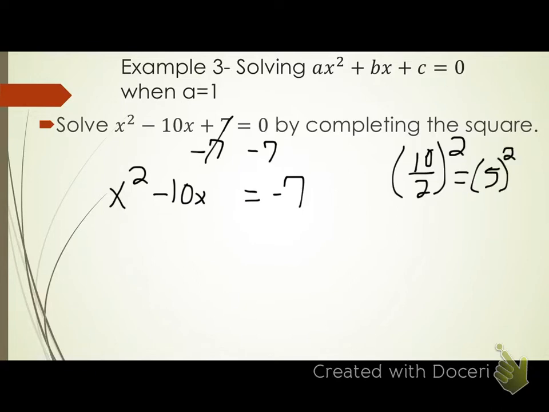What's half of 10? 5. Wait, we don't do half of negative 10? Well, it would turn out to be the same thing. What's half of negative 10? Negative 5. It doesn't matter. What's negative 5 squared? 25. So what do I have to add to complete the square? 25. I added it to my left-hand side, so what do I have to do? Add it to my right-hand side as well.